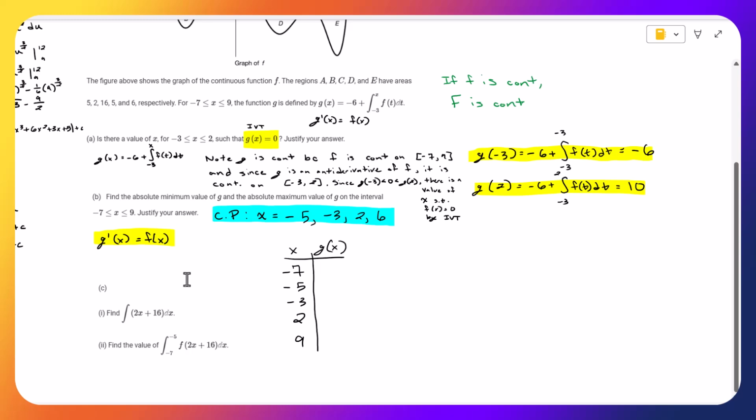And now we're just going to find these values. So -6 plus the integral from -3 to -7 of f of t dt. I'm actually going to give myself a little more space. I didn't give myself enough space. -7, -5, -3, 2, and 9.